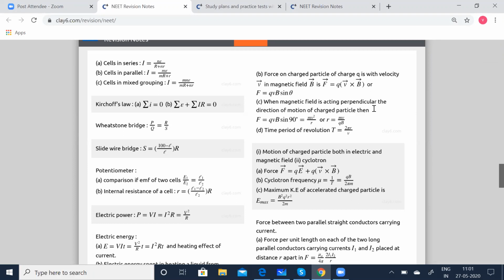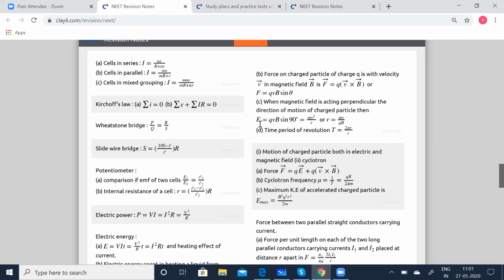So when the magnetic field is acting perpendicular to the direction of the motion of the charged particle, then theta is going to be 90 degrees. In that case, it is going to be QVB sine 90. You know, sine 90 is 1, which is equal to mv squared by r, or r is equal to... so remember, look into both the formulae. F is equal to BQV sine 90, which is equal to mv squared by r.